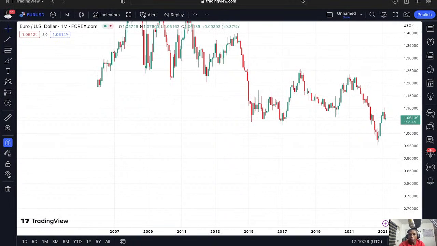Okay, so I believe you can see my screen now. I have been able to fix whatever glitch. All right.